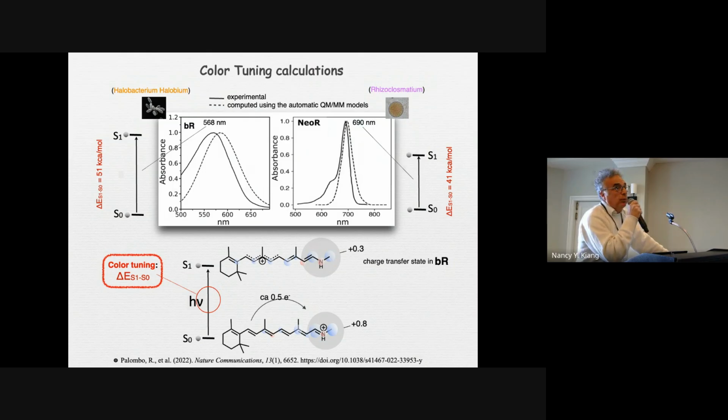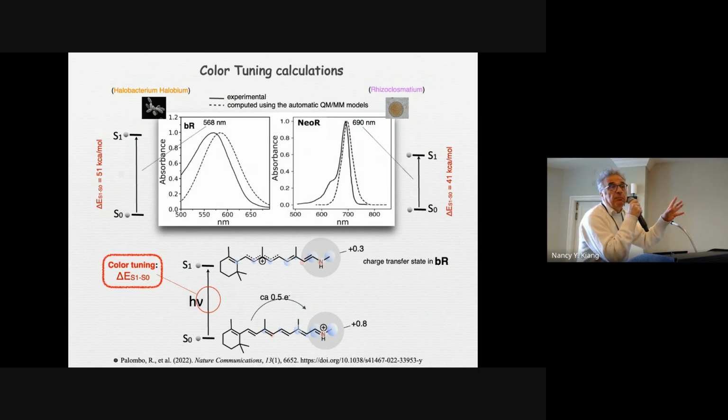So, for instance, one thing we wanted to understand is why, in spite of the same identical chromophore, you have very different absorption bands for two different rhodopsins, like bacteriorhodopsin, the canonical proton pump, and neorhodopsin, which is the rhodopsin absorbing at 690 nanometers, so very, very far in the red.